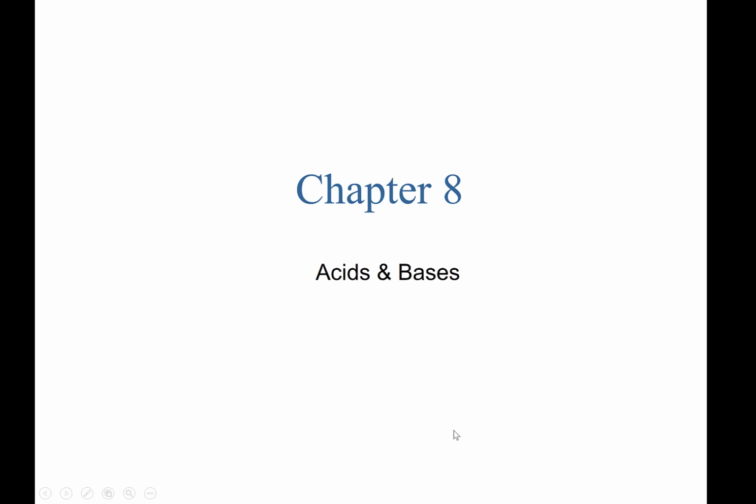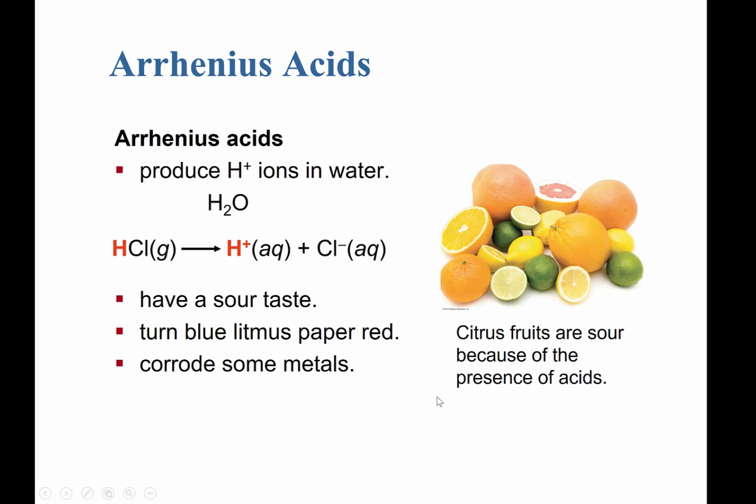Alright, this video is going to be covering acids and bases. So we're going to start out with some definitions of an acid. The first one is the Arrhenius definition. Arrhenius says that an acid is a substance that produces H+ or H3O+ ions in water. Sometimes you'll see it written as H3O+. This is called the hydronium ion.